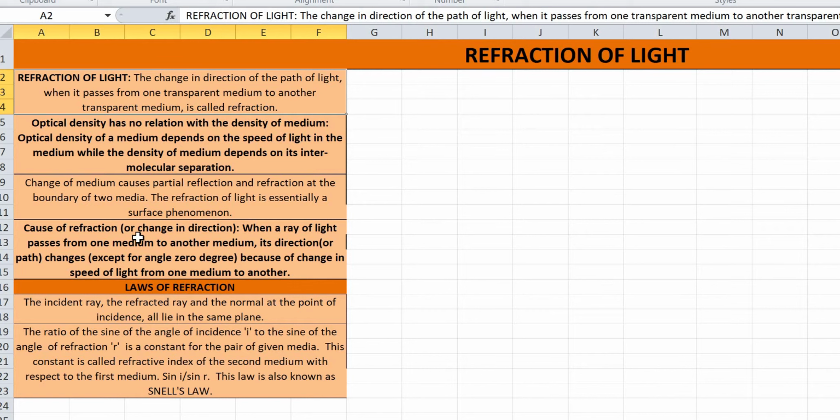What is the cause of refraction? When a ray of light passes from one medium to another medium, its direction changes because of change in speed of light from one medium to another. That is the reason. This can be a give reason question.